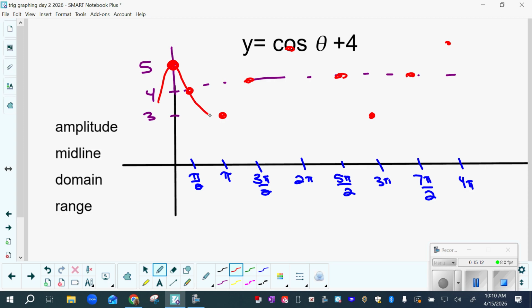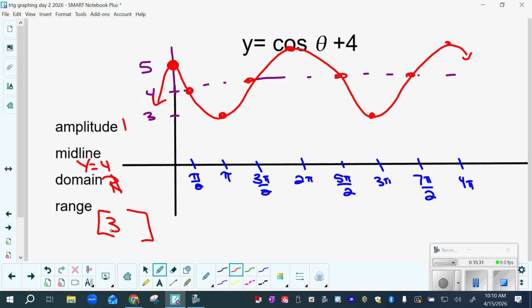What do you got? You guys said it started because I said it started at 5. It starts at 5. Andreas, taping. Shh, taping. Thank you. Okay, how does yours look? Our amplitude is still 1. Our midline, don't get this wrong, y equals 4, domain easy. Our range, be careful, start low, go high.